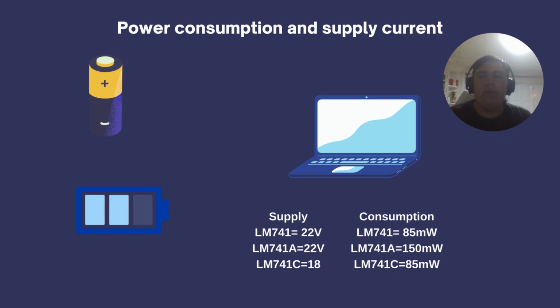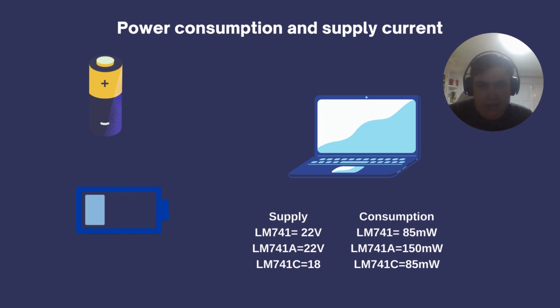In this part, we're going to talk about power consumption and supply current. Op-amps need energy to operate, just like any device. Their power consumption is measured in milliwatts and indicates the amount of energy they draw from the power supply. This is important for battery powered applications where conserving energy is critical. The supply current specifies the current draw for each power supply rail. Lowering power consumption and supply current can extend battery life and reduce heat generation.